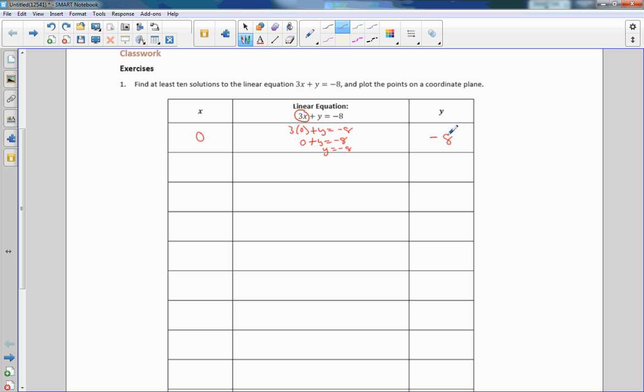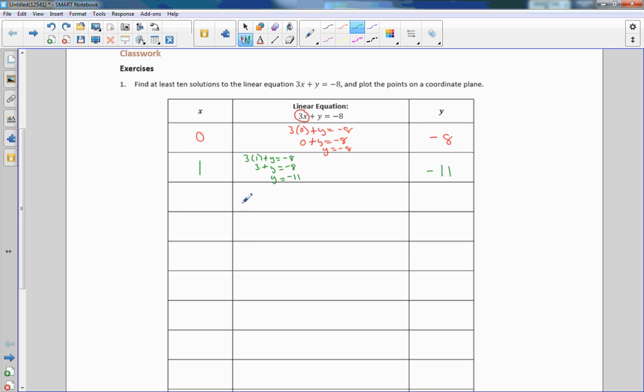Okay, so I'm going to continue in this fashion. I'll change colors on each row so you can see the difference because I'm taking up a lot of space here. If I plug in 1, then it is going to be 3 times 1 plus y equals negative 8. 3 times 1 is 3, plus y equals negative 8. Subtract 3 from both sides, and I get y equals negative 11. So there's my value, negative 11.